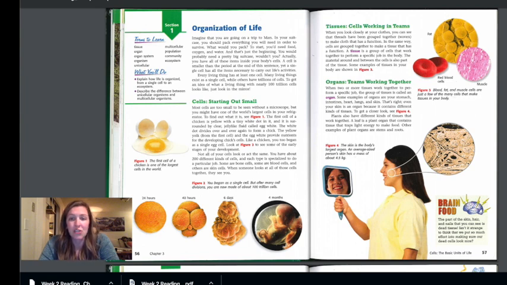Some examples of tissues in your body are shown in figure 3, which is that picture just to the right. So it talks about blood, fat, and muscle cells. It's just a few types of the cells that make up the tissues in your body.